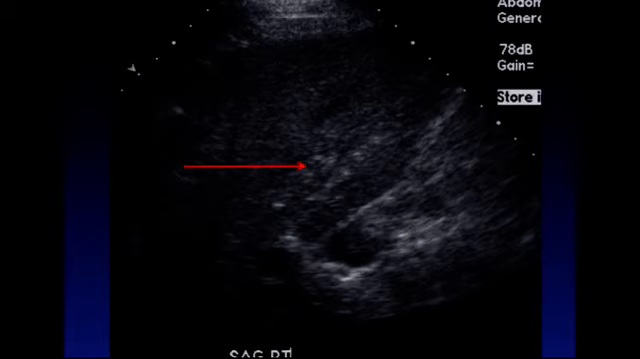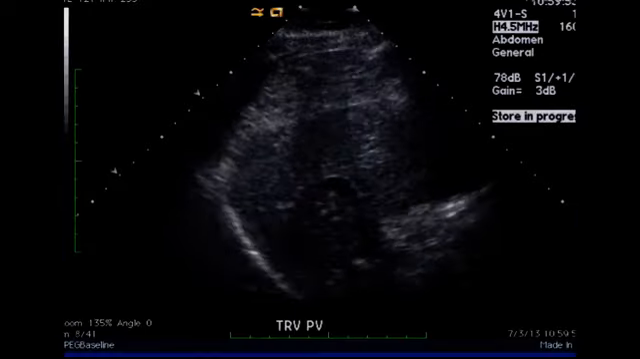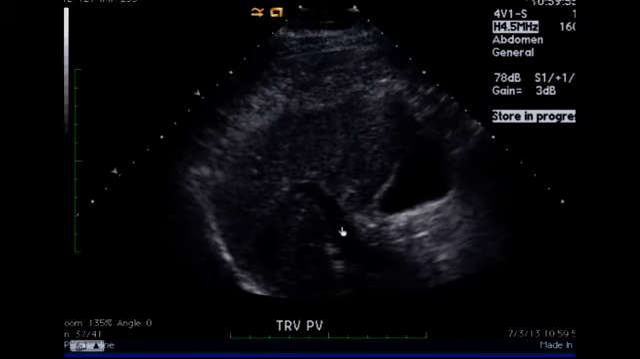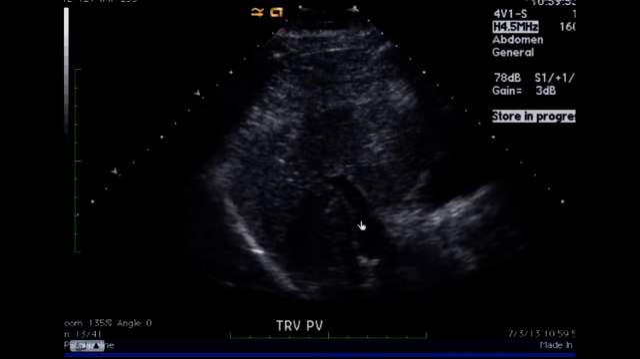When we looked at his liver, there was nothing particularly remarkable. Maybe it looked a little bit echogenic. It was hard to see because he had a lot of perihepatic fat. But if we look at this clip, we can see little moving echoes within the portal vein, and this is actually portal venous gas.